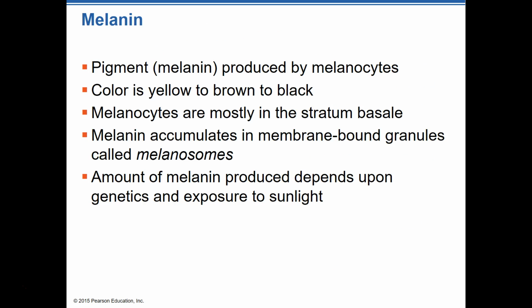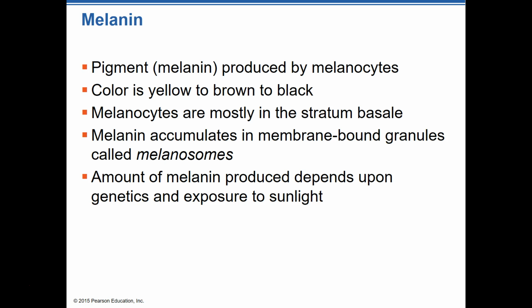Okay? Melanin is produced by melanocytes. It is a yellow or a brown to black color. They are mostly in the basal membrane of the skin, that base layer where all the new cells are created. It accumulates in membrane-bound granules called melanosomes.